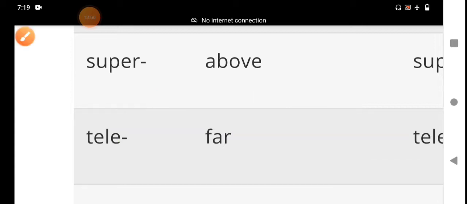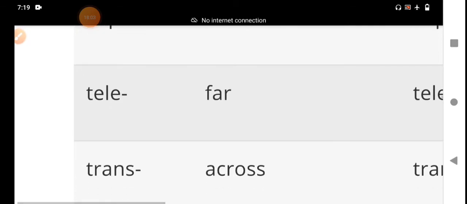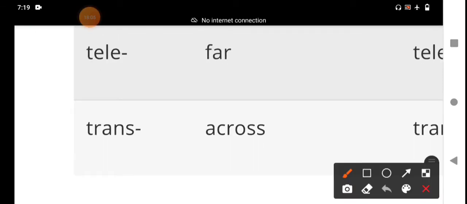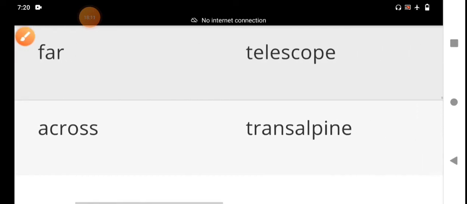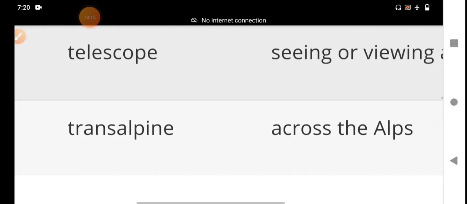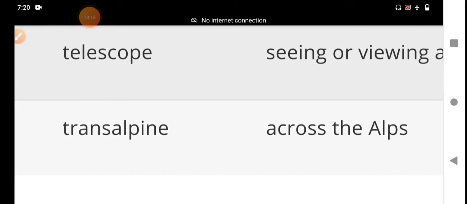Tele means far or distant. Okay, next we move on to the next word, trans. It is a very important word. Trans, T-R-A-N, trans. What is the meaning of trans? Across. Transalpine. What is the meaning of transalpine? Across the Alps.